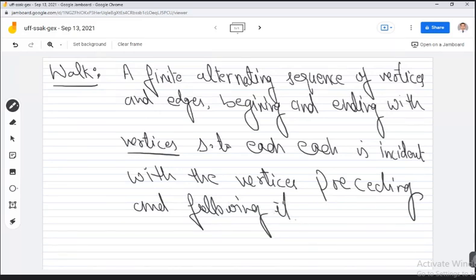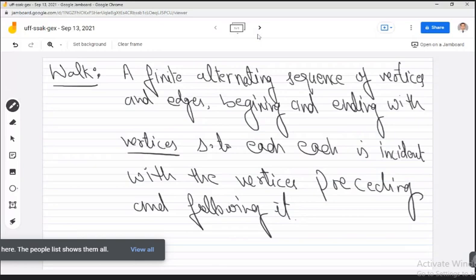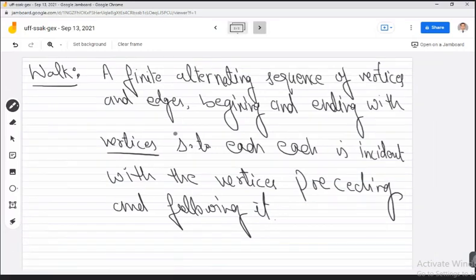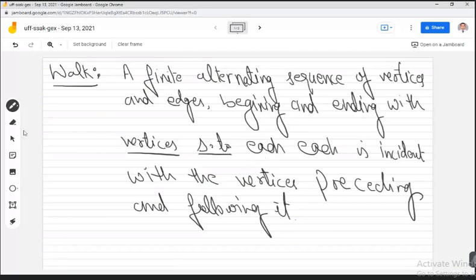Okay, this definition will be clear from one example. Such that each vertex, such that each edge is incident with the vertices. Here, these are the vertices, and this is the edge, preceding and following it. Okay, now.